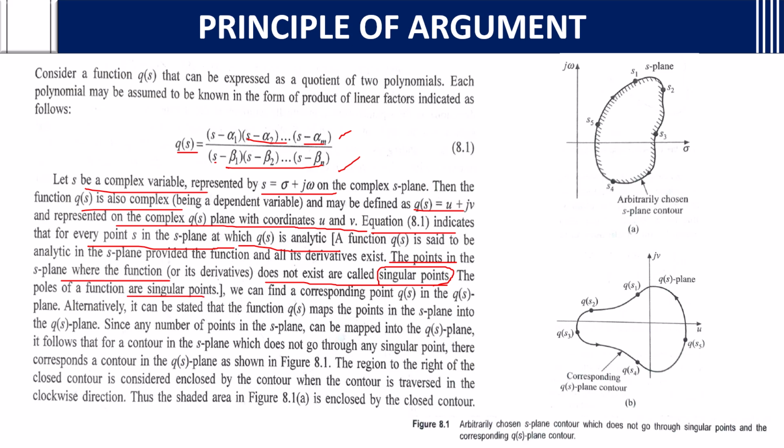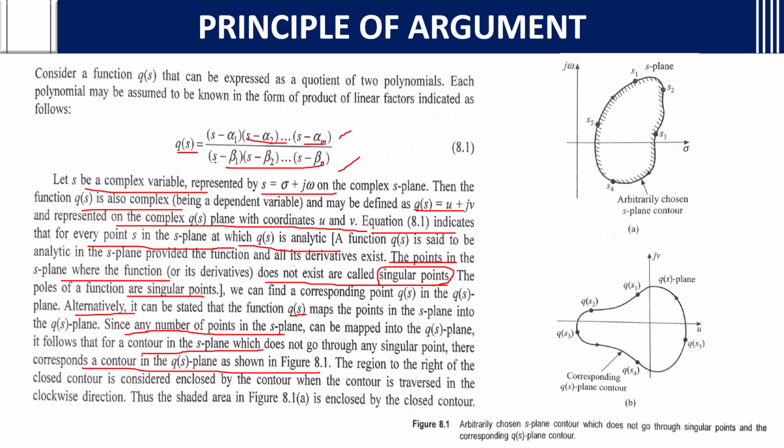We can find a corresponding point Q(s) in the Q(s) plane. Alternatively, it can be stated that the function Q(s) maps the point in the s plane into the Q(s) plane. Since any number of points in the s plane can be mapped into the Q(s) plane, it follows that for a contour in the s plane which does not go through any singular point, there corresponds a contour in the Q(s) plane.